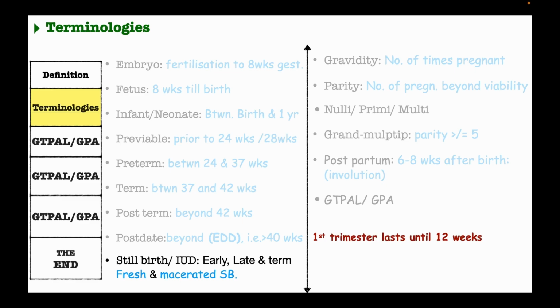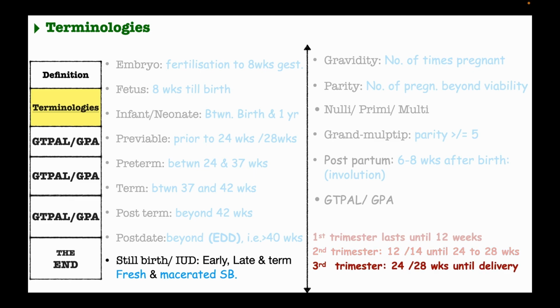And so we have the first trimester, which lasts until 12 weeks of gestation. Then we have the second trimester, which lasts between the 12th or 14th week until the 24th or 28th week of gestation. Then we also have the third trimester, which is between the 24th or 28th week of gestation until the woman delivers. Now, the GTPAL system and the GPA system are designations which we use in describing the outcomes of pregnancies.